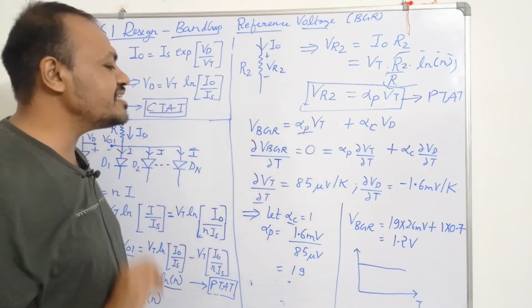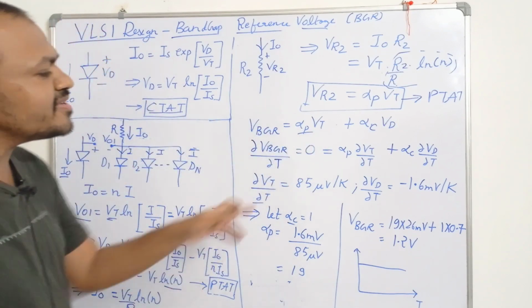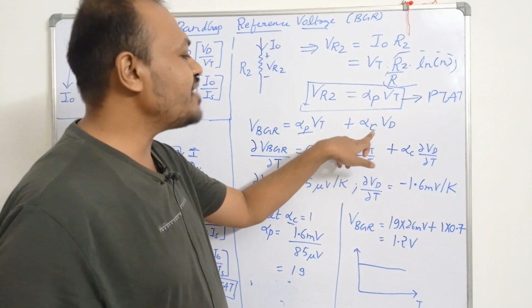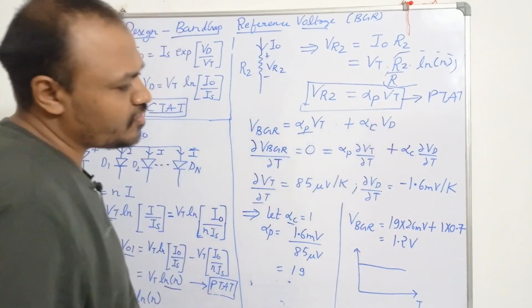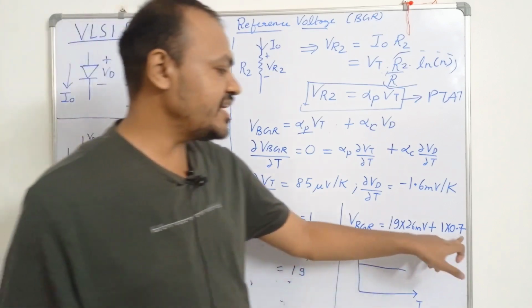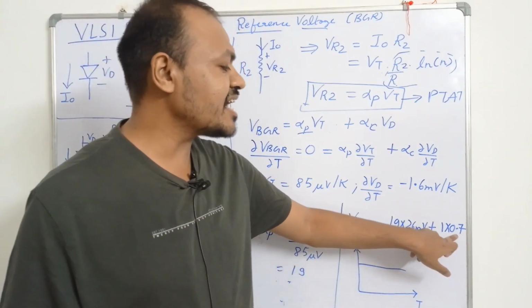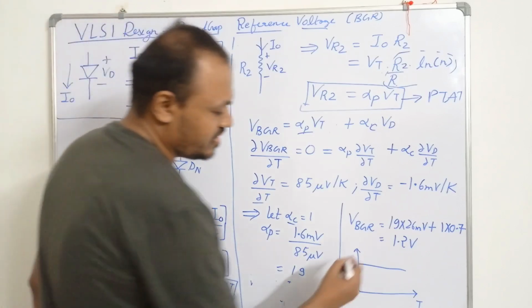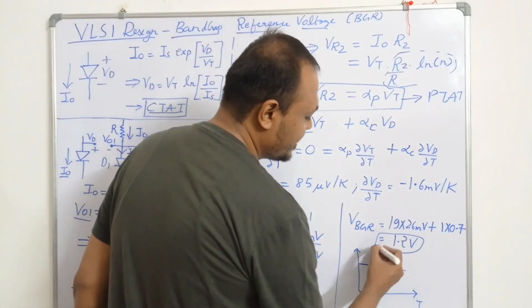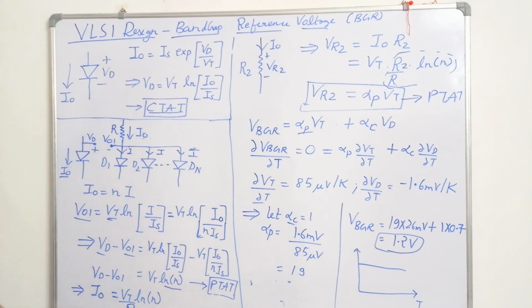So we can substitute all these values. Vt at room temperature is 26 millivolt. Alpha p we found out to be 19. Alpha c we assume to be 1. Vd, that is the cut-in voltage for a silicon diode. I am taking a silicon diode, so its cut-in voltage is 0.7 volt. So if we substitute all these values, we get VGR equal to 1.2 volt. So in this way we can design the band gap reference voltage device.